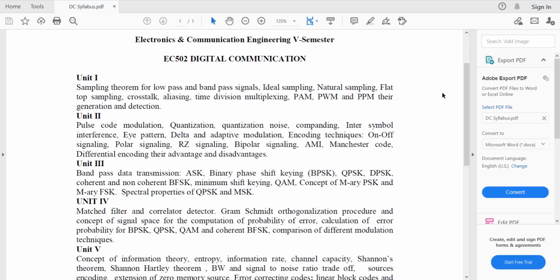One is uniform quantization and one is non-uniform quantization. The non-uniform quantization is termed as compounding. So we will be studying compounding.